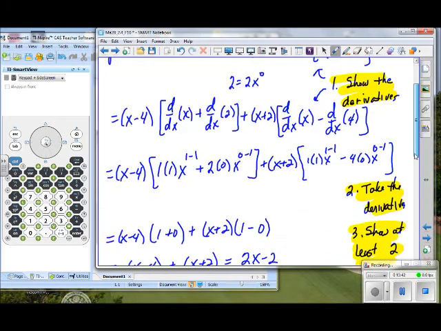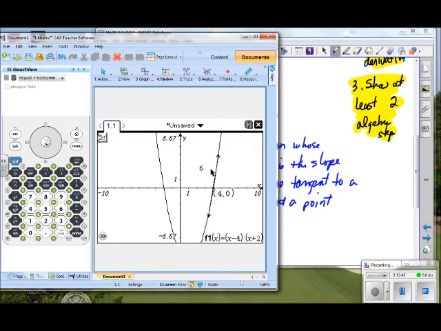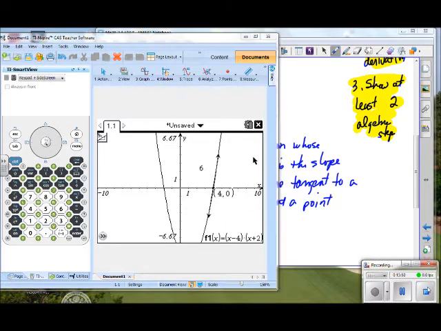Does that compare with what we had? And the answer is yes. The slope of the tangent at the curve is equal to 6.